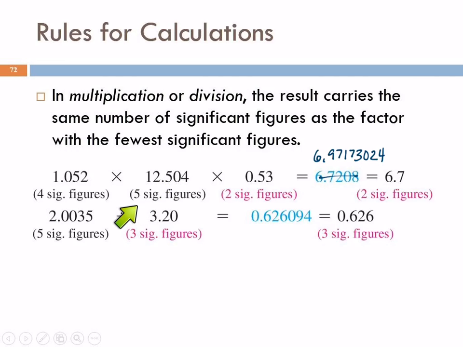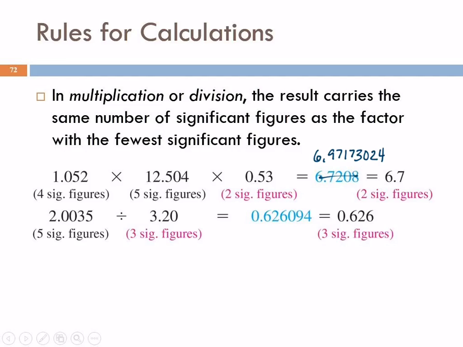12.504 has 5 sig figs. And 0.53 has 2 sig figs. The 0 here, we always write the 0 before the decimal point, mostly just to call attention to the decimal point, because decimal points are small and they get overlooked. If a number starts with 0, that's a clue to go look for the decimal point. But this one only has 2 significant figures.